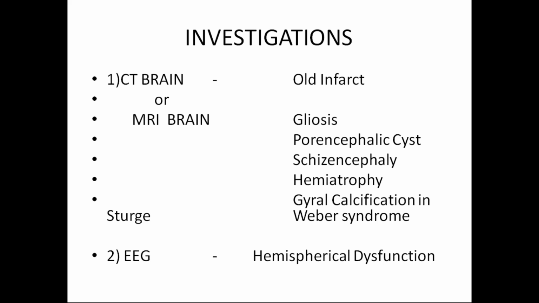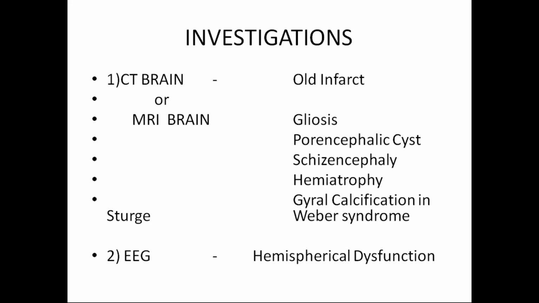With CT, you can find any bleed or hemorrhage, and it is faster; in any emergency situation you can do a CT. But if you want to see the actual brain tissue getting involved or affected, you better go for MRI, which gives a more detailed study of the brain tissue. You can see gliosis. Gliosis is the loss of the normal volume of the brain. And porencephalic cysts can be seen. Schizencephaly, a developmental malformation, hemiatrophy of the brain, and gyral calcification in case of Sturge-Weber.